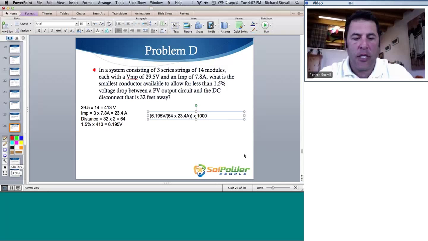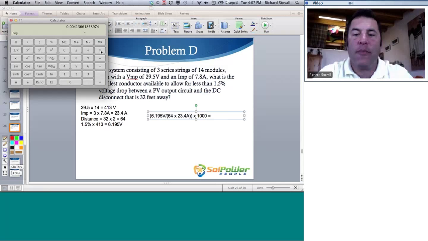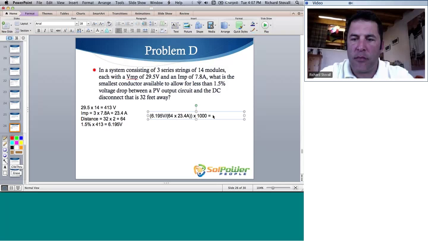So going into the calculator, you start with an open parentheses and go 6.195 divided by, open parentheses again, 64 times 23.4, close parentheses, times 1,000 is 4.13. So we can have a conductor that has a resistance of 4.13 ohms per kF.